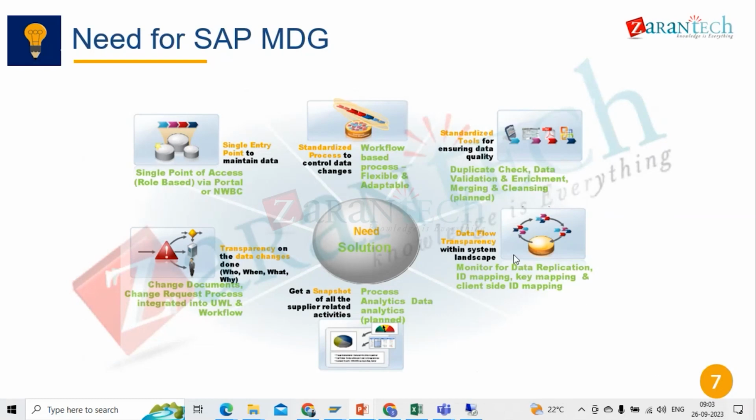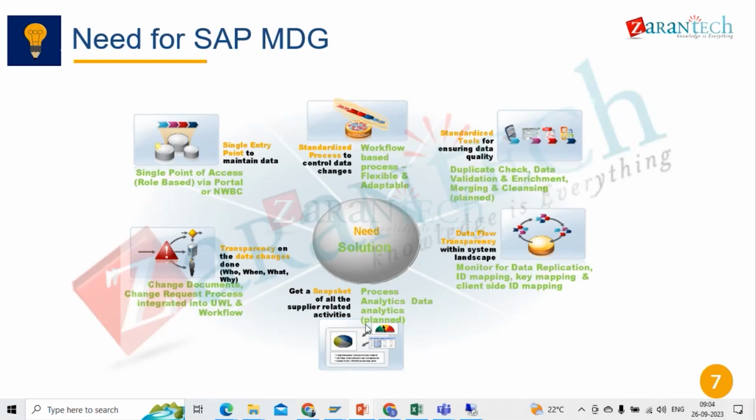Coming to here, you can see data flow transparency: which system landscape, monitor for data replication and ID mapping, key mapping, client ID side and mappings. Before data flows from MDG system to other target systems, you need to work with your ABAP consultants. You need to ask them about the setup, either SOA interface setups, or in a few businesses they will use RFC integrations. Any one of the integrations, you need to work with them.